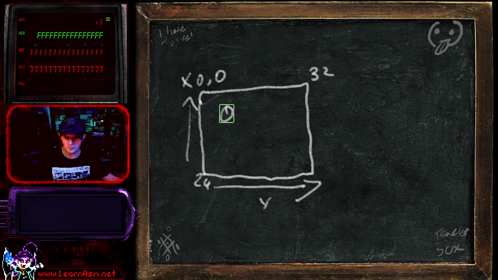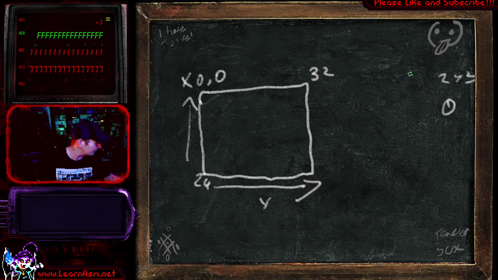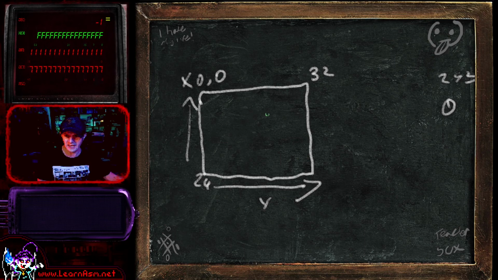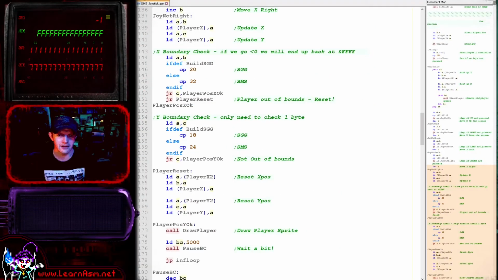So when our sprite goes into negative values, it actually effectively ends up as a very high value, something like 255 or 254. So rather than checking for values below 0, we actually just need to check for values greater than 32, and that will effectively check the very low values as well. So that's what we're going to be doing in our code here.